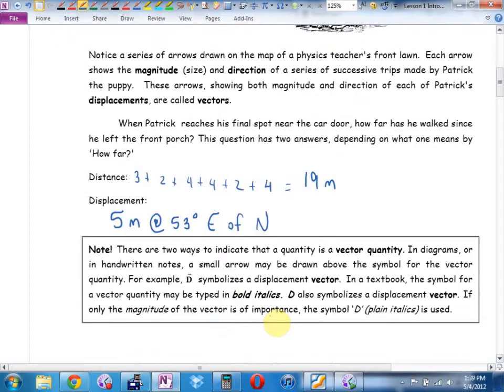By the way, there are 2 ways to indicate that something is a vector. In diagrams or handwritten notes, we put a small arrow above it. So I would say that's displacement. No arrow on top, distance. In a textbook, they tend to either italicize or bold italicize. But since that's really hard to do in handwriting, we'll use the little arrow on top. In a textbook, if only the magnitude of the vector is important, the symbol plain italics is often used. Or they may use this.